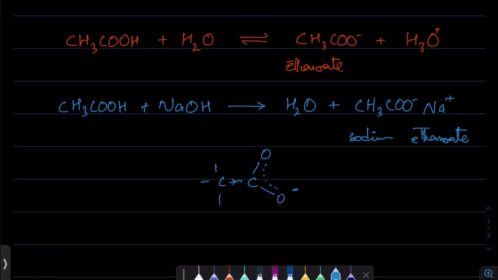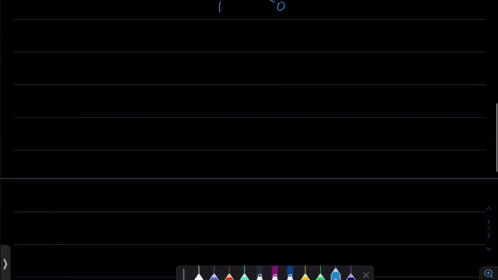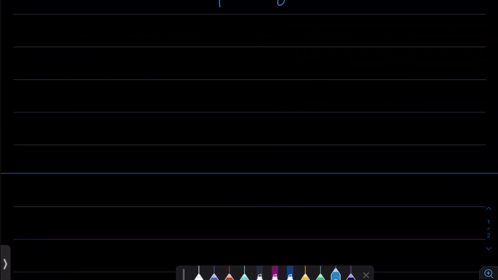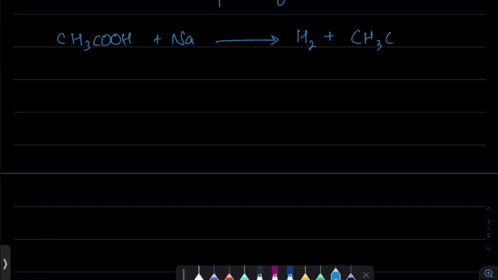Okay, now does this react with metal? Of course it does. For example, CH3COOH with sodium metal, just like other acids with sodium, it will release hydrogen gas, giving us CH3COO sodium ion, again sodium ethanoate.